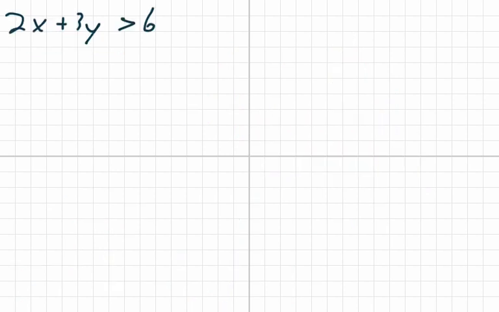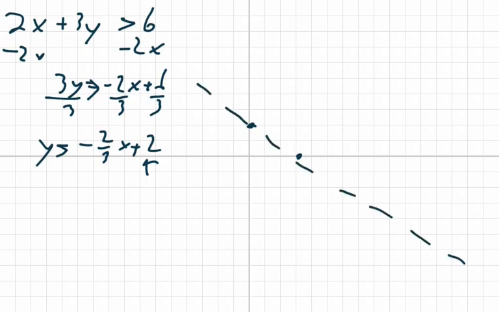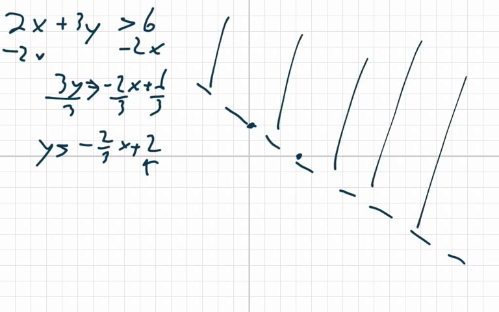For this next problem, it doesn't have y equals, so I'm going to start out by subtracting 2x. So I got 3y equals negative 2x plus 6, divided by 3, and I got y is greater than, not equals, negative 2/3 x plus 2. So I'm going to start at the 2, go down 2 over 3, and this time this one is dotted because it's not "or equal." And because I see the greater than sign, I'm shading above that line.